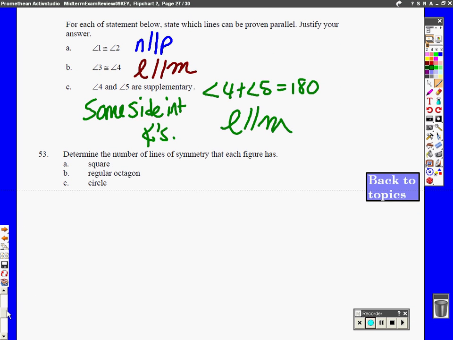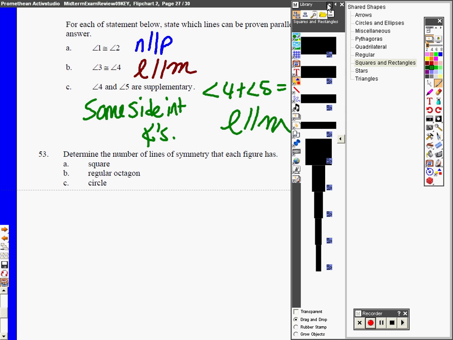Alright, for number 53, we're asked to determine the number of lines of symmetry that each figure has. So I'm actually going to get out a shape for each one of these. Alright, for problem A, we're asked about a square. So we have to draw lines of symmetry that the square has.